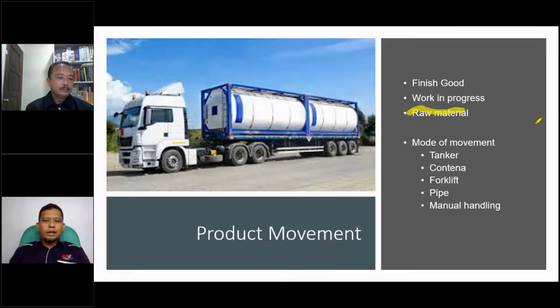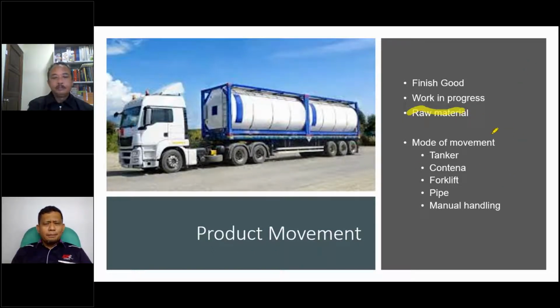Of course, when we want to start any chemical reaction process, any chemical manufacturing, we need the raw material. In terms of mode of movement, I will share later. Some of it is manual, some of it is by pipe, pump, tanks, and so on.